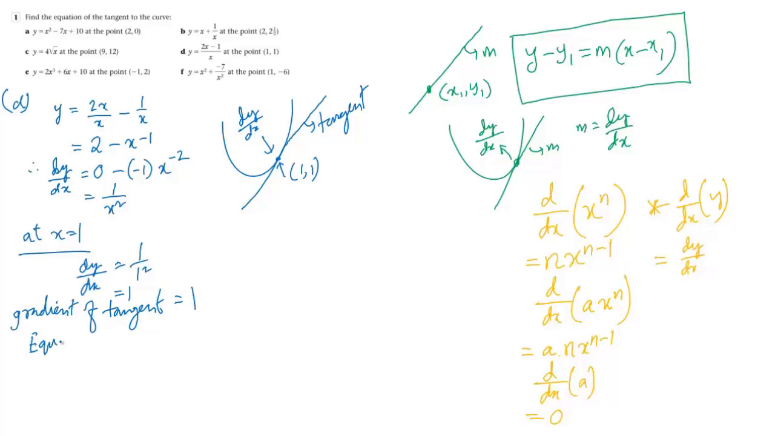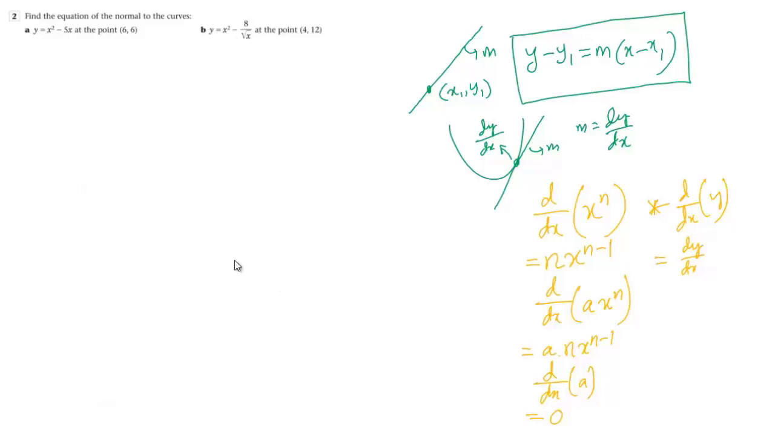So equation of tangent is y minus y1, which is the y coordinate, which is 1 because the point is 1, 1. Then 1 is the gradient, x minus x1. Let's simplify. y minus 1 equals x minus 1. And y equals x because the minus 1 and the minus 1 cancel.